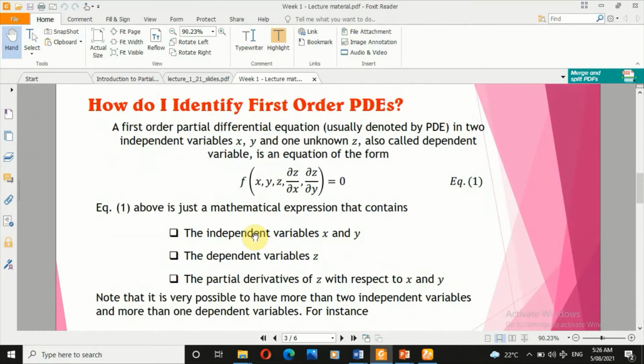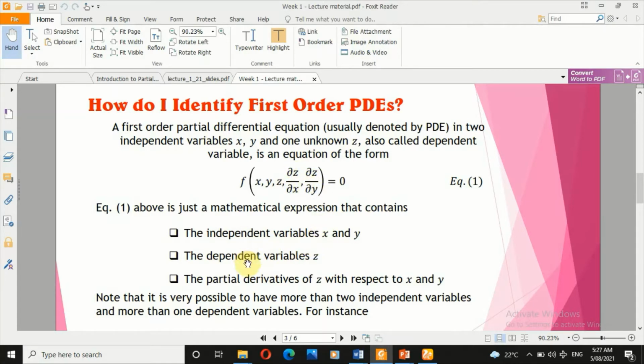So let's take a look at the general definition. This is only for first order, and you can see in this first order we're just talking about an expression that will contain the independent variables x and y. z is the dependent variable, and then the partial derivatives of the dependent variable with respect to the two independent variables. So this is just a definition for a first order partial differential equation. Don't forget the key point here is that we have two independent variables and we have one dependent variable here, and we also have a derivative of the dependent variable with respect to the independent variables.